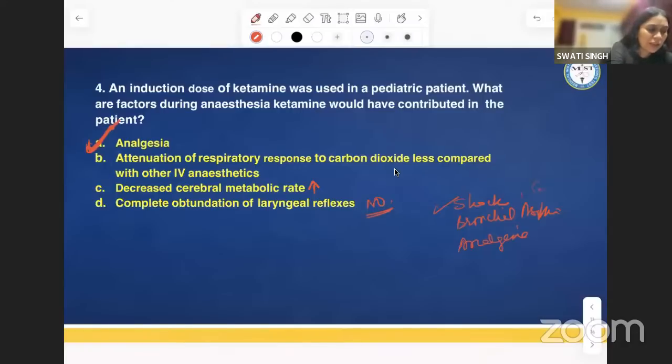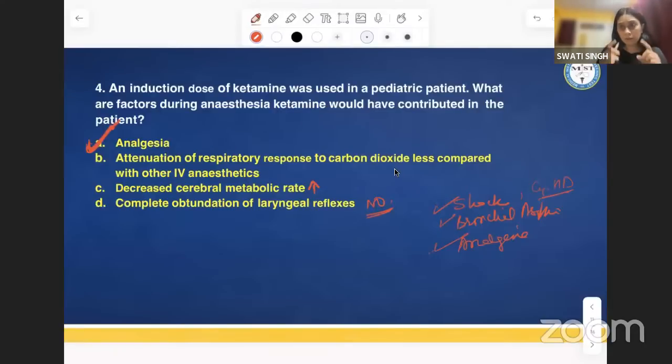And even in cyanotic heart disease, it is induction agent of choice because it increases blood pressure. In cyanotic heart disease, we don't want reversal of shunt to happen. In bronchial asthma, it is agent of choice. And for analgesia, it's a good agent. So keep it in mind.